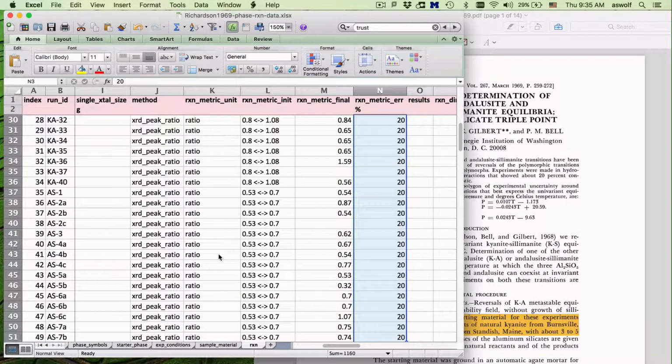Determining accurately the direction that a phase reaction is proceeding in a phase reaction experiment is the single most important piece of data that experiment can provide. And yet, it is often somewhat frustrating because it is difficult to determine exactly how the authors got the values that they got.